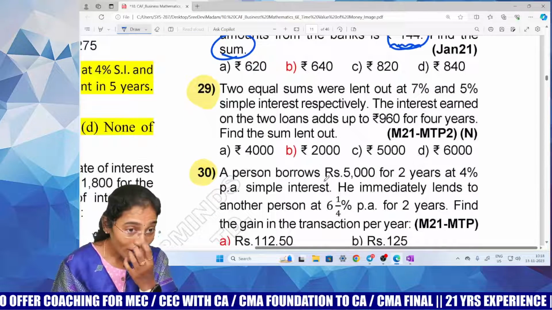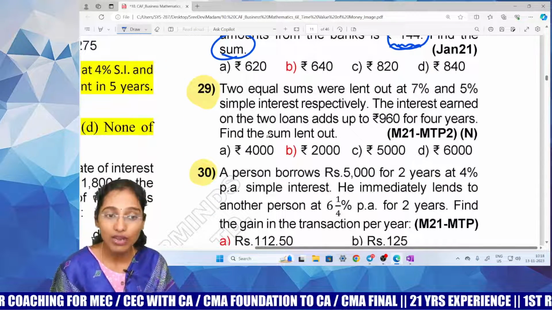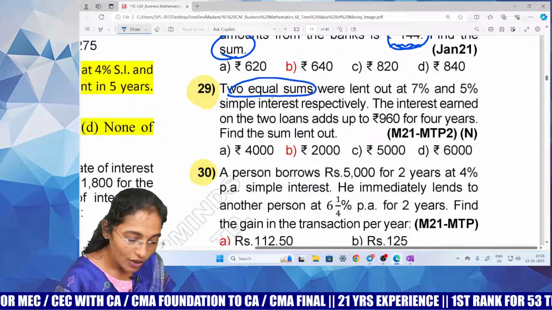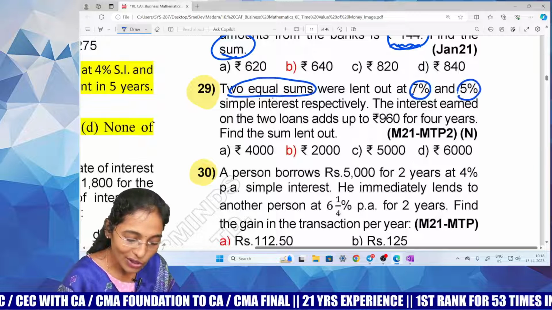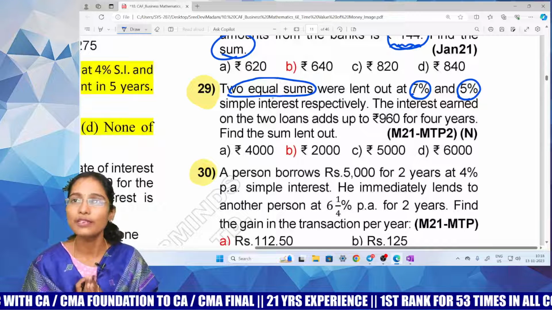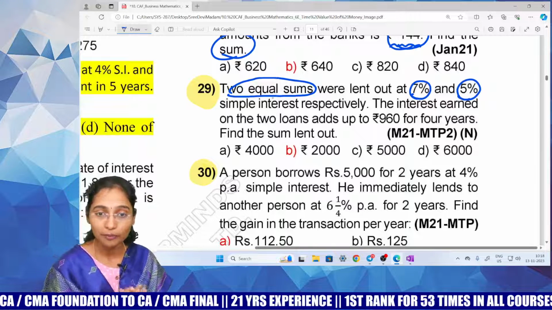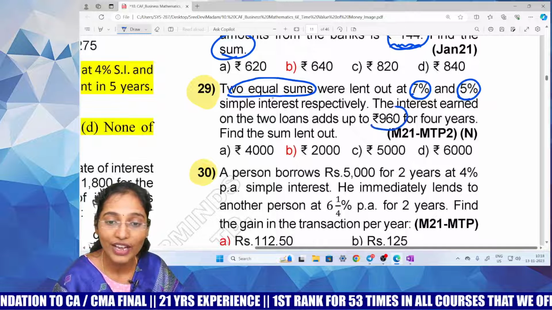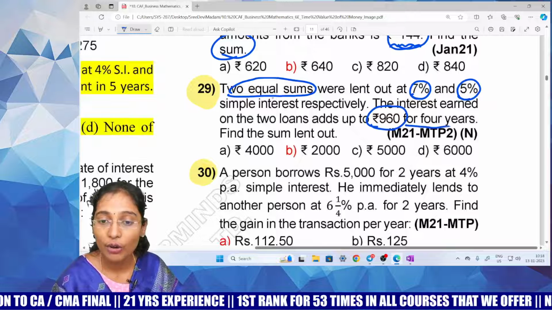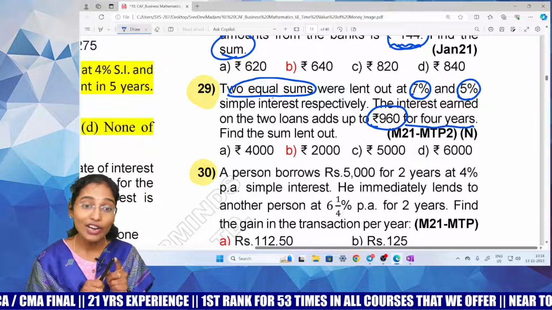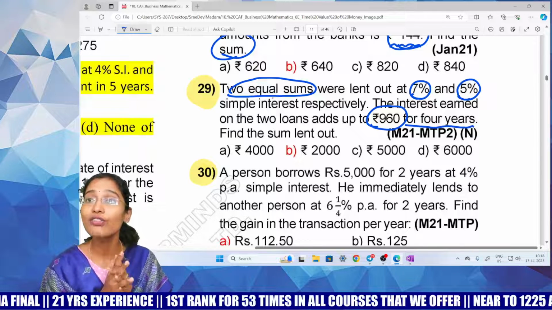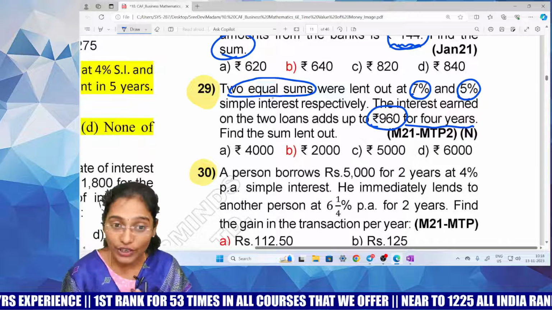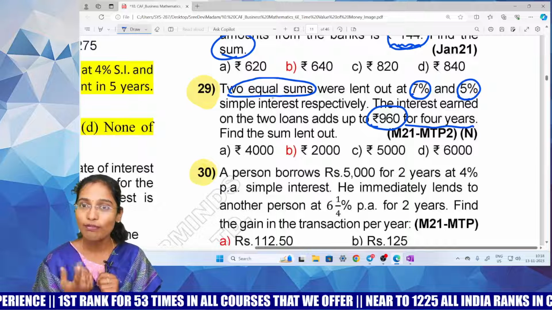Now, please have a look at 29 and tell me the shortcut to solve this. Two equal sums means principals are same in both the cases, right? One is lent at 7% and the other one is lent at 5%. Means the rates of interest are varying. The interest earned on the two loans adds up to how much? 960. For how many years? 4 years. Guys, please try to understand. Here he did not give you the difference of interest. What he gave you was the sum of interest. Got it? Sum of interest.